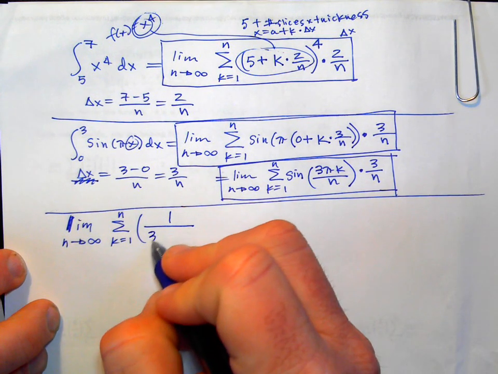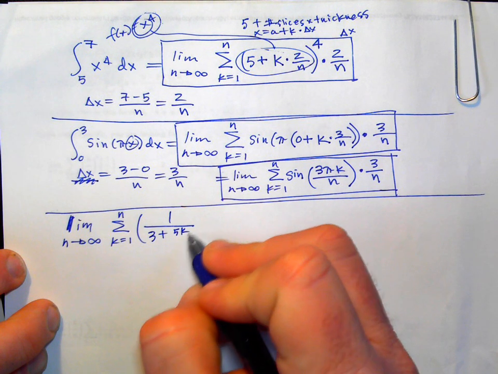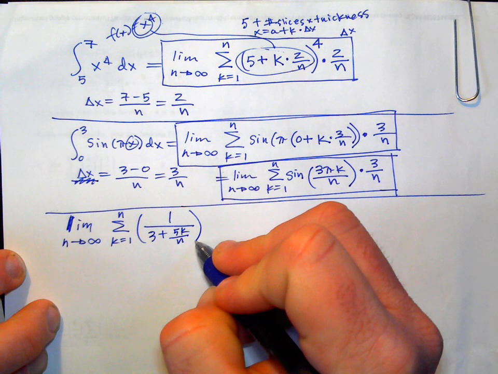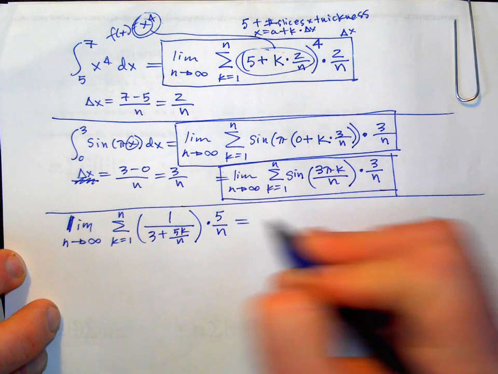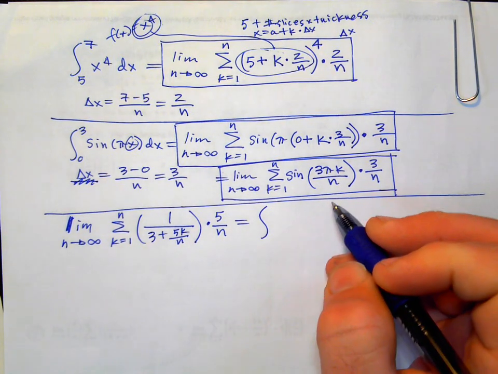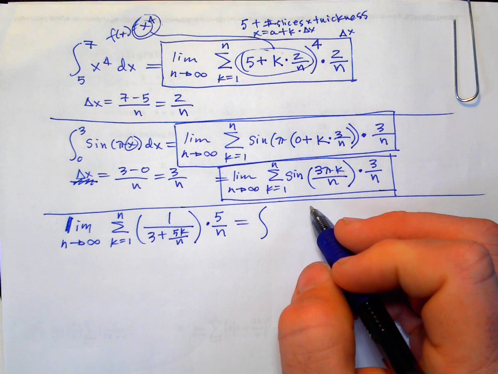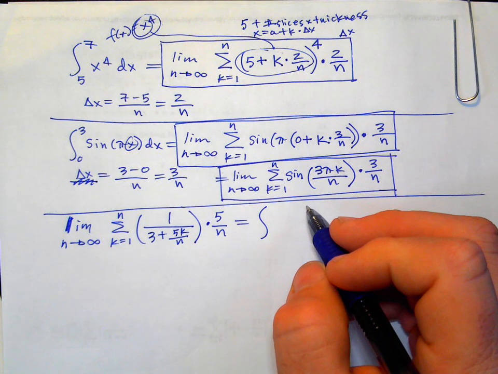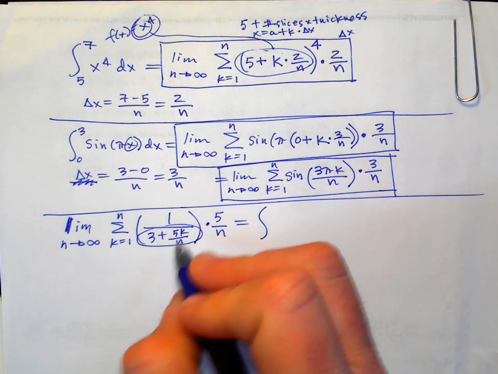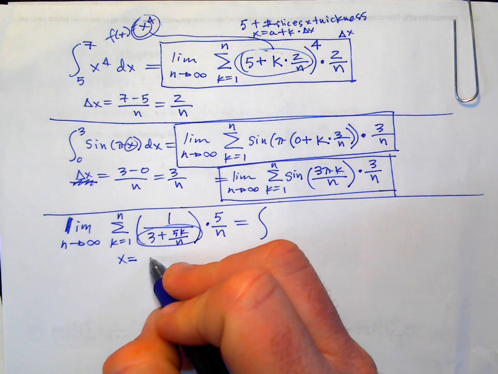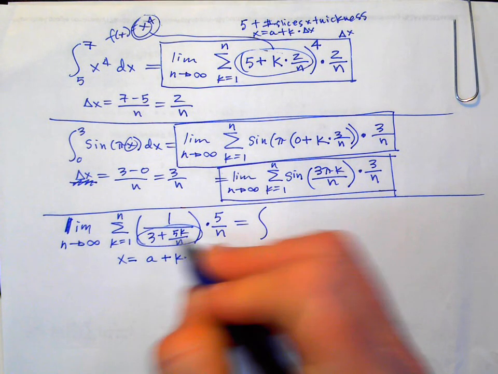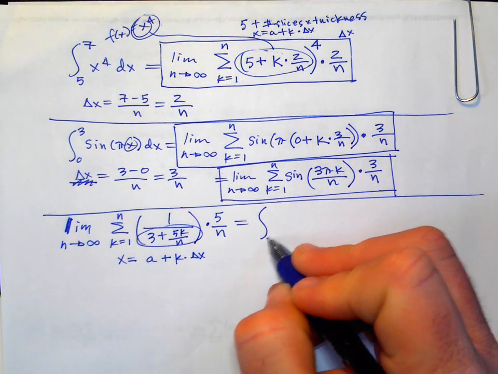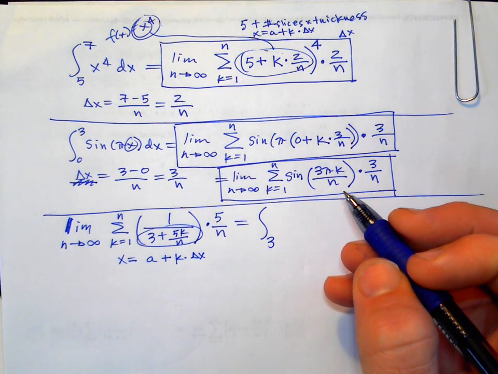So let me give you an example of the limit of a Riemann sum. And we're going to try and figure out what the integral is. So we've got to figure out, this is probably our x coordinate, which is the lower limit plus k times delta x. So that probably has a lot of good information. So we're probably going to start at 3, right?